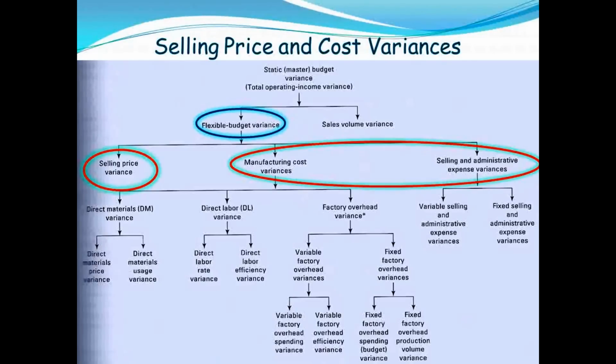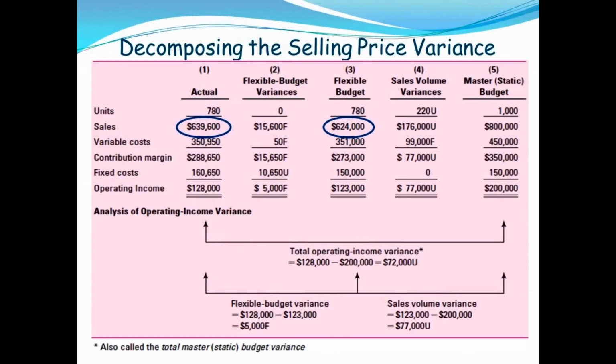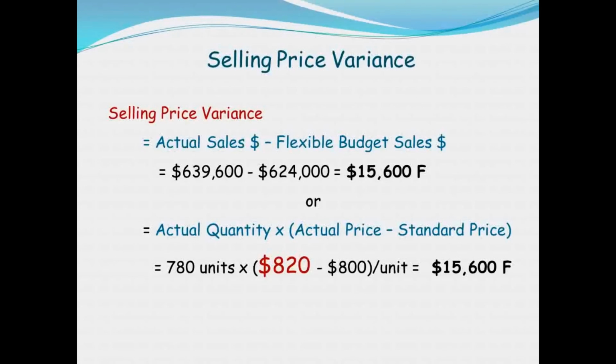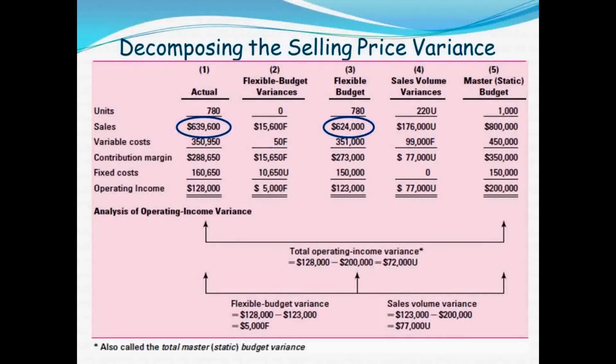Selling price variance. We'll take that flexible budget variance and now break it down into variances that are due to price and costs and usage. Okay, we've been here, right? First, let's look at the selling price variance here. You can see that there's 15,600 favorable.